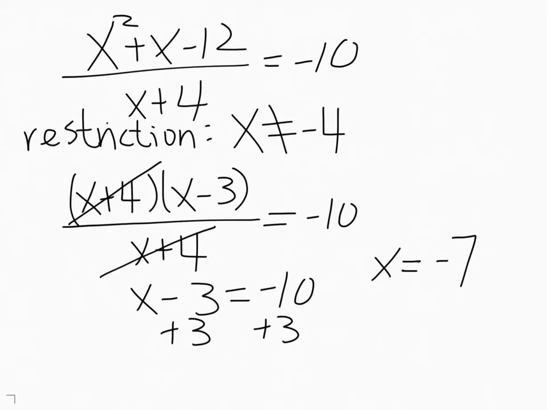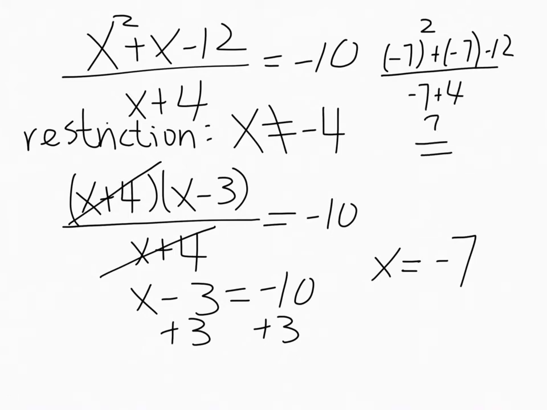But make sure you plug the numbers back into your equation to check it, meaning that your job is to make sure negative 7 squared plus negative 7 minus 12, divided by negative 7 plus 4, is equal to negative 10. So make sure you do your check, as I'm trying to emphasize over and over. Not because you come up with a number that's going to be the correct answer. Always check by plugging the numbers back into the equation.